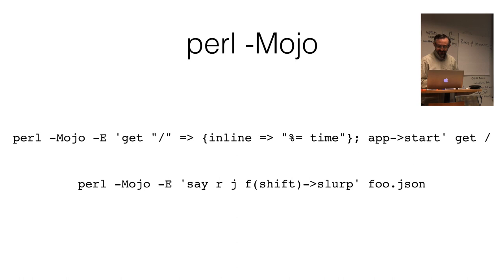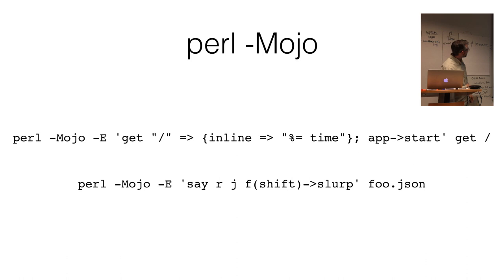In this first one, what we're doing here is we're setting up a Mojolicious::Lite route, get slash, and we're going to then just print out the current time in a template. We run app start, and then we actually do a get on ourselves to get the result. That will just give us the current epoch time. Nothing fancy there.